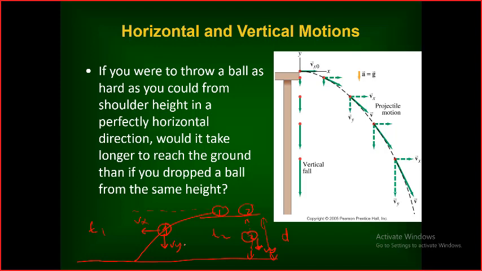Why are they the same? Because we said at the beginning there is no resistance. So both of these two balls will be affected only by gravity, and the gravity will pull both of them the same. So both 1 and 2 will move downward with the same acceleration, 9.8. The same acceleration means the same speed. So Vy here equals Vy there. The velocity is the same.